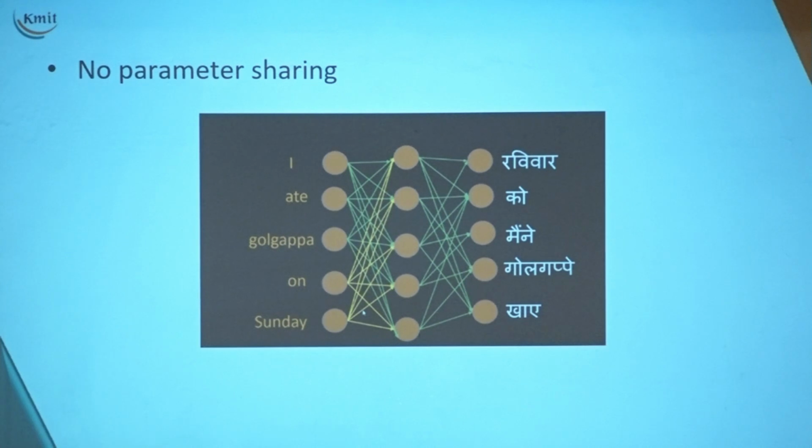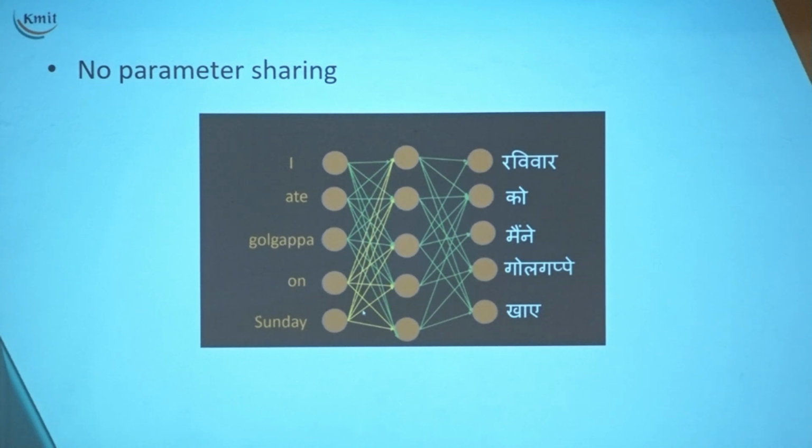Okay, second thing. What is the sentence that I have? I ate Golgappa on Sunday. Okay, so what is the translation output that I have? Ravivar ko maine Golgappa khaaye. So this translation is perfect. Now I'll change the sentence to, on Sunday I ate Golgappa. Even this is correct, right? I ate Golgappa on Sunday is also okay. On Sunday I ate Golgappa is also okay.